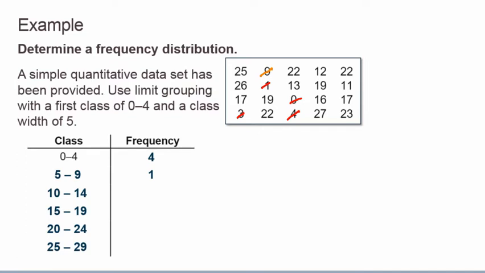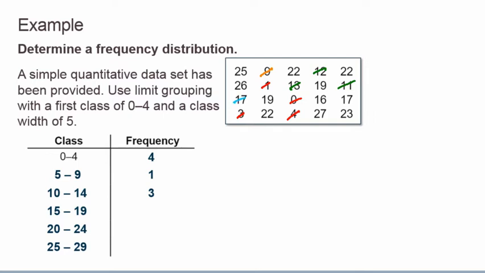Next, I want to find the data points that fall in the class of 10 to 14 inclusive. I can count 12, 13, and 11. So that's 3 data points. My frequency is 3. For my next class, I have 15 to 19 inclusive.